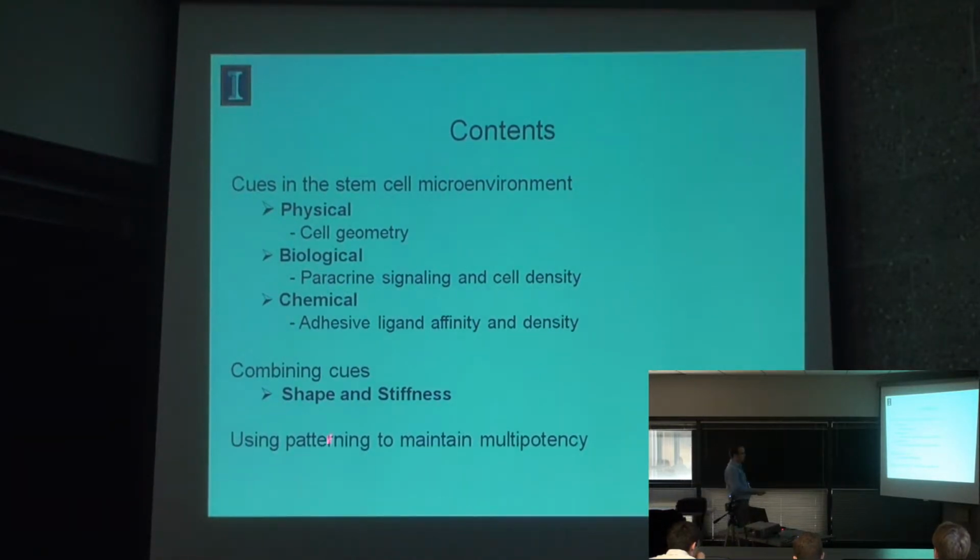And then I'll tell you a bit of a different story, but using the same techniques, that has recently come out, where we found that patterning may be able to be used to prolong multipotency in stem cells in culture. I'll show you a bit more about that.